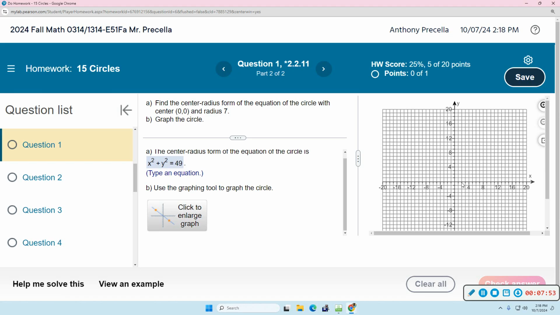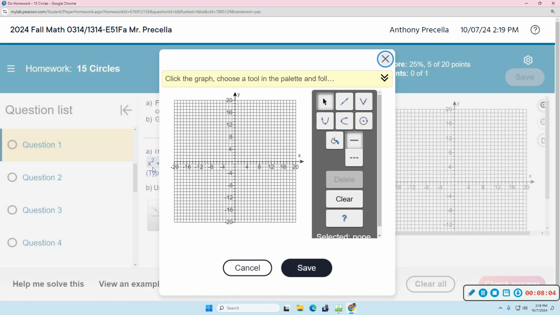Now, can you count diagonal units? Can you count 1, 2, 3, 4 diagonally? No, it's either up, down, left, or right. So I'm going to enlarge the graph.